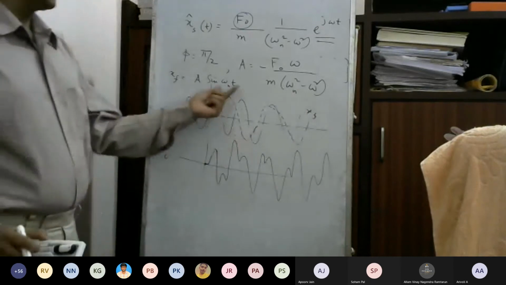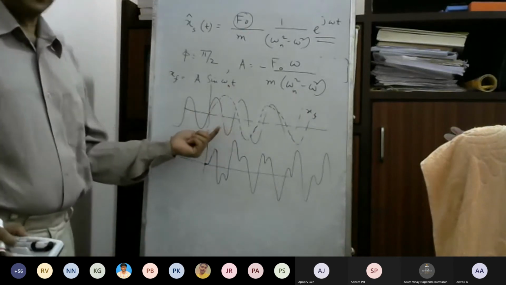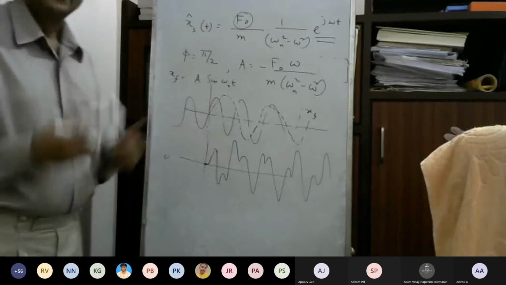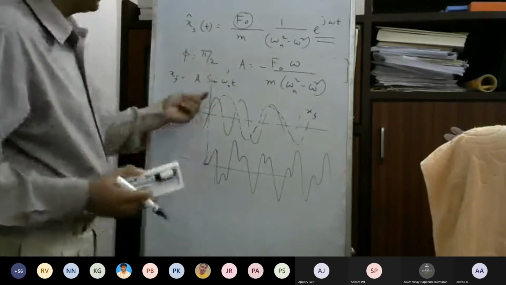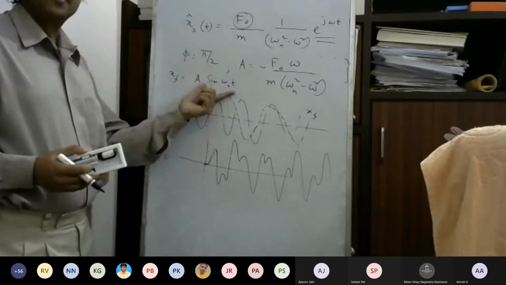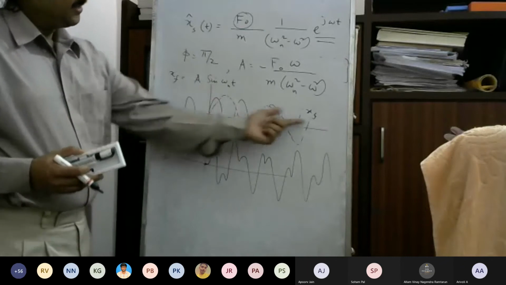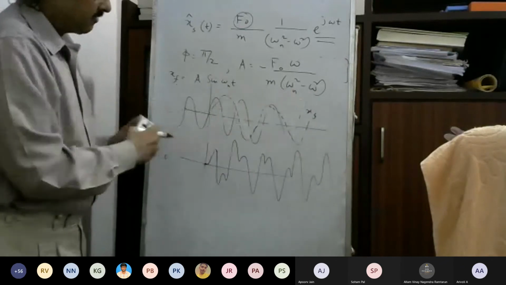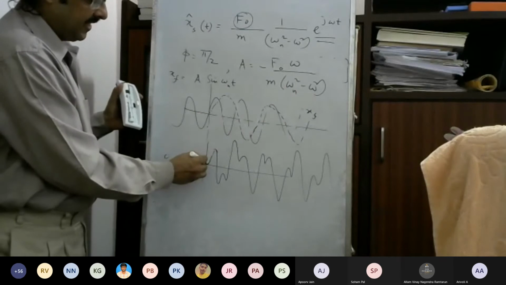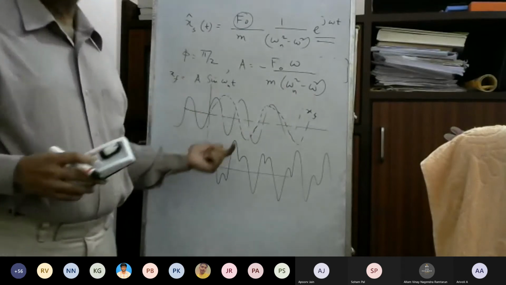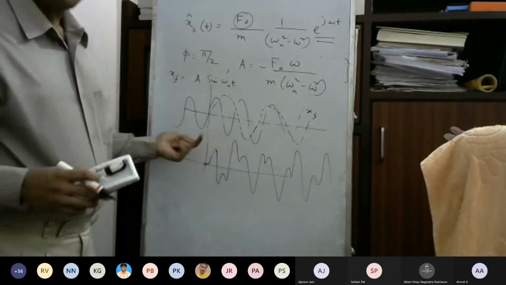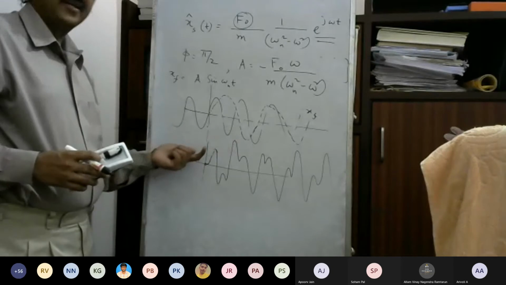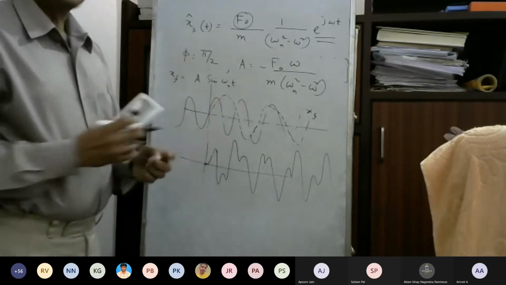It may not be the same period, because omega n may not be equal to omega in general. If that happens, other phenomena will appear, but omega n is not equal to omega. In general, there will be two harmonic functions superimposed. It will be such that the desired initial conditions, x equal to 0 and x dot equal to 0 at t equal to 0, both will be satisfied.